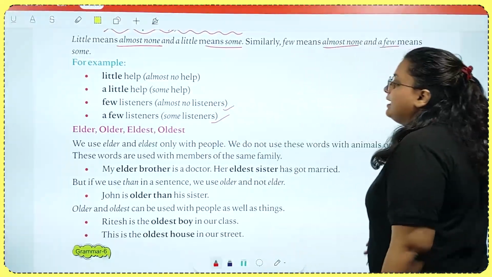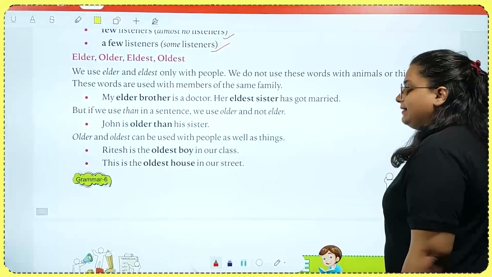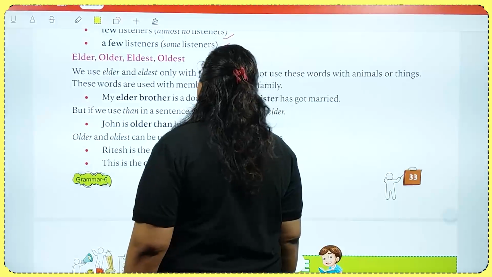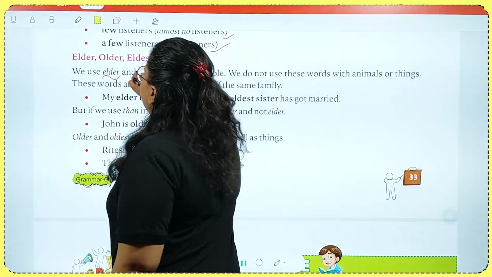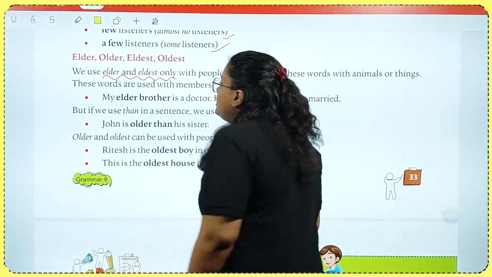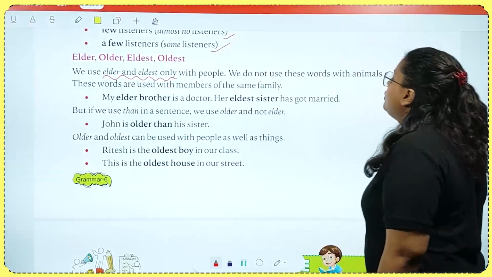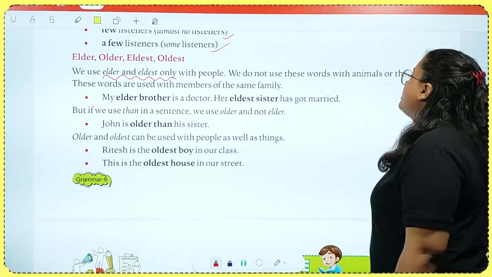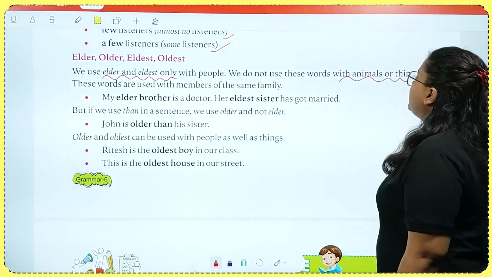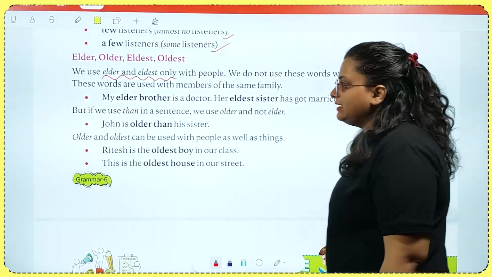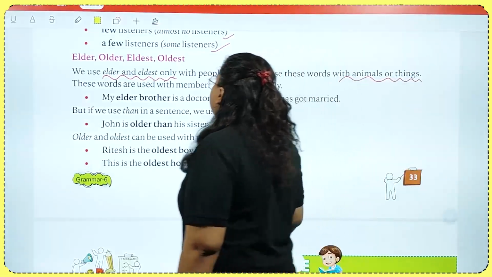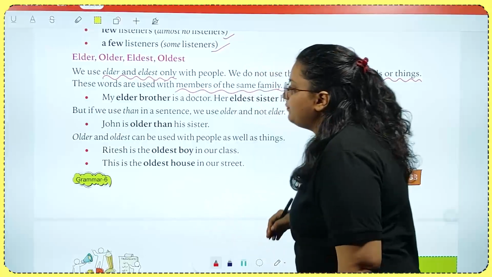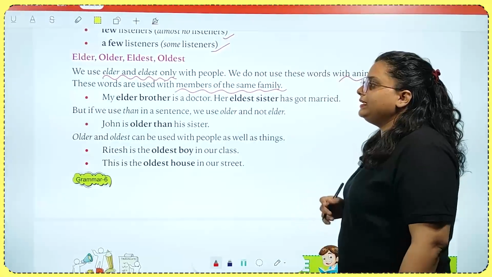Elder, older, eldest. Use elder and eldest only with people. We do not use these words with animals or things. ये words हम लोग animals और things के साथ use नहीं करते. These words are only used with the members of the same family. Same family में ही ये इस्तेमाल किए जाते हैं.